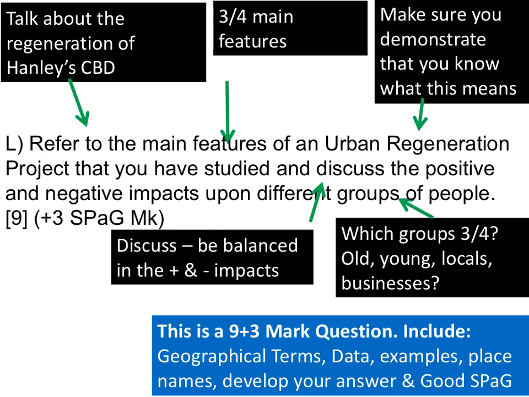Discuss the positive and negative impacts. Make sure those are pretty balanced, the positives and the negatives. And when we're thinking about groups of people, maybe a couple of groups of people. Is it going to be young, old, locals, businesses, families, visitors, tourists? You choose a couple that you think you can write the best about.